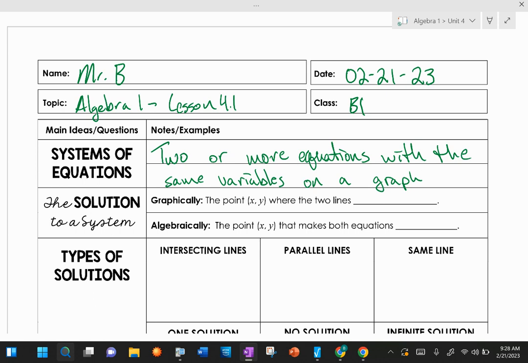So, how is it possible for two lines on the same graph to share a similar value, a similar solution? A solution on a line is anywhere that graph is touching, right? So if we have two lines on a graph, how is it possible for them to share the same value? What would have to happen? The point x, y where the two lines intersect.